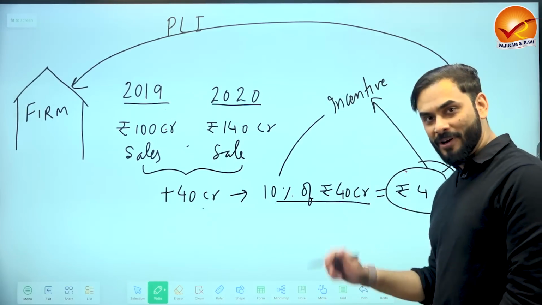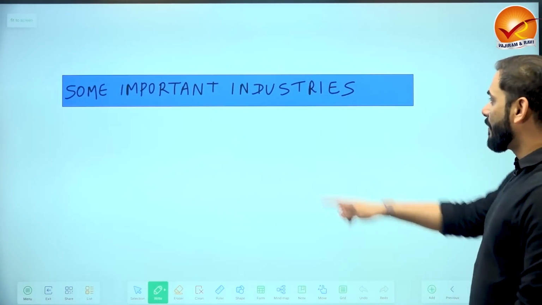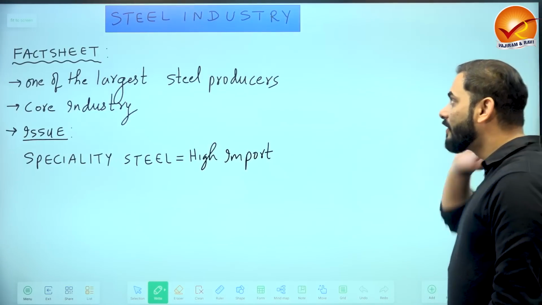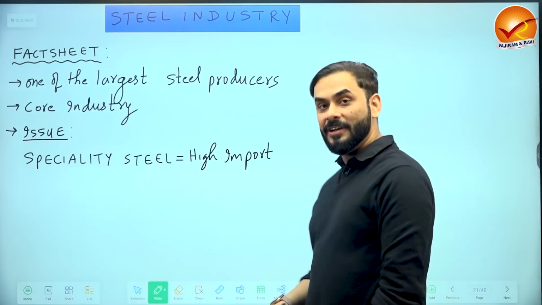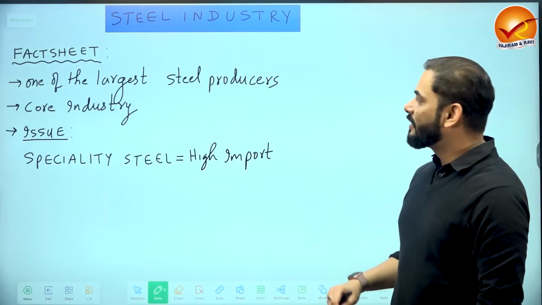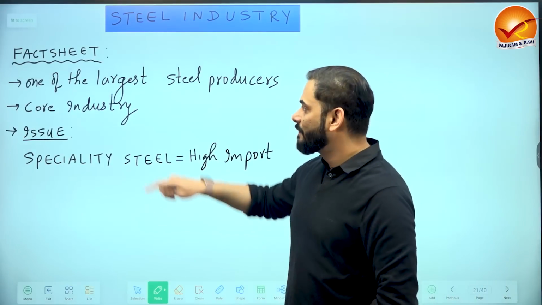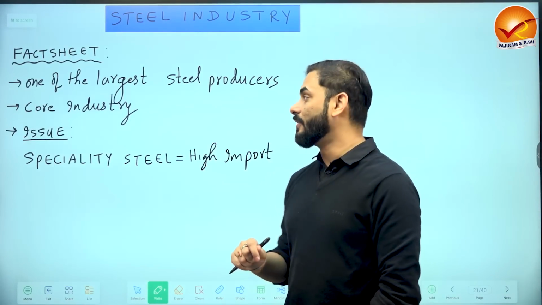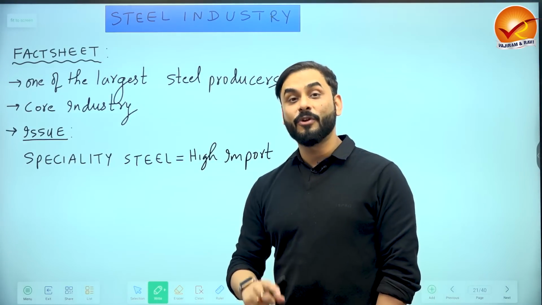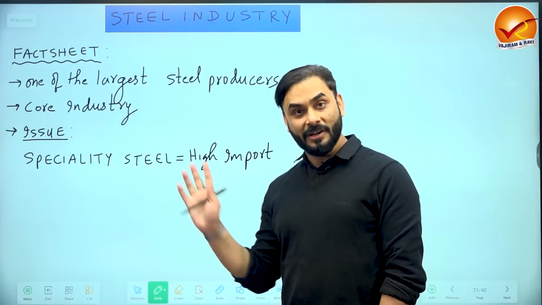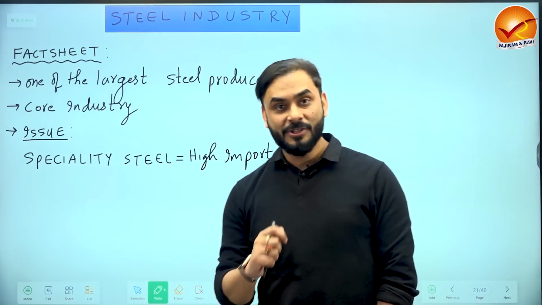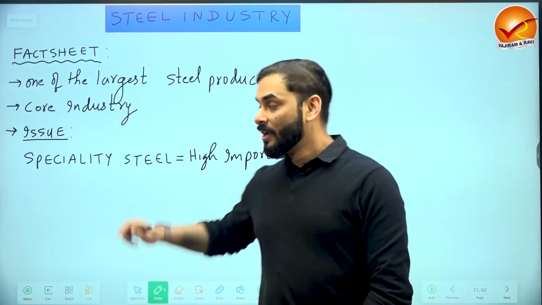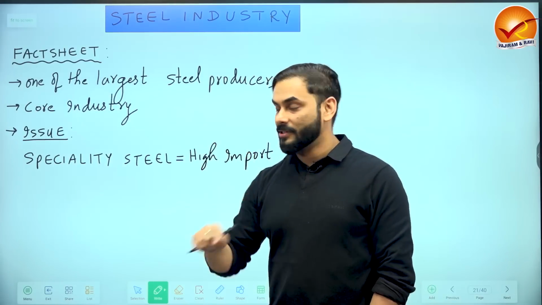So now in that context, let us start to examine some of the important industries in India. Let us start with a very basic industry called the steel industry. Some basic facts: India is one of the largest steel producers in the world, all right. The steel industry is one of the core industries. Do you remember when we started this lecture, we talked about the index of industrial production and the index of core industries, remember? So steel was a part of the core industries.